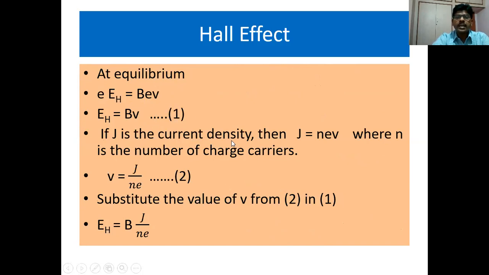If J is the current density, then J is equal to N e v, where N is the number of charge carriers. From this expression we can get v is equal to J divided by Ne. We can take it as expression number 2. Substitute the value of v from expression number 2 in expression number 1. So what do we get? EH, which is equal to B v, now becomes EH is equal to B J divided by Ne.